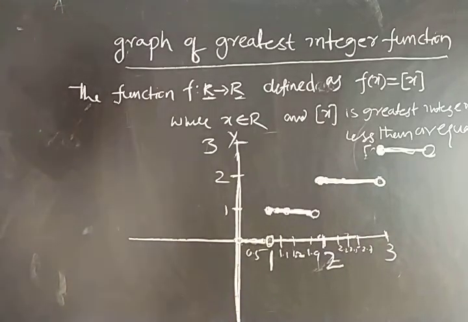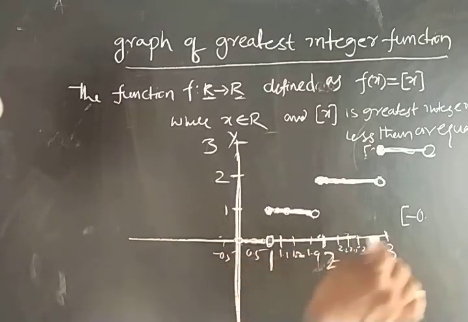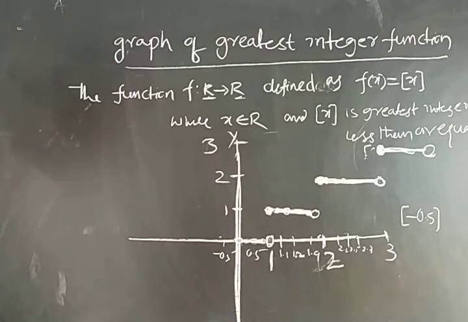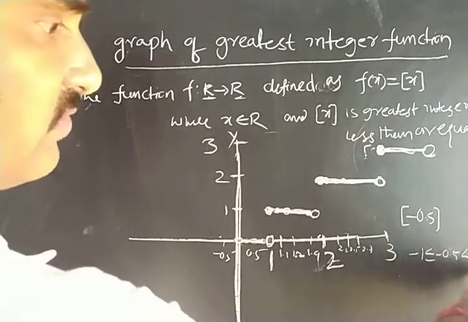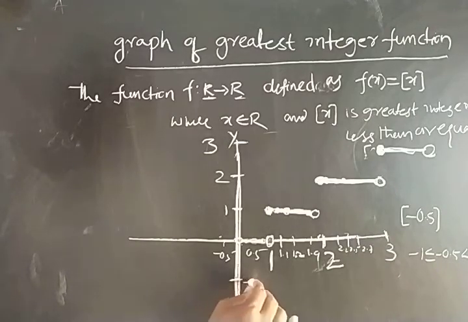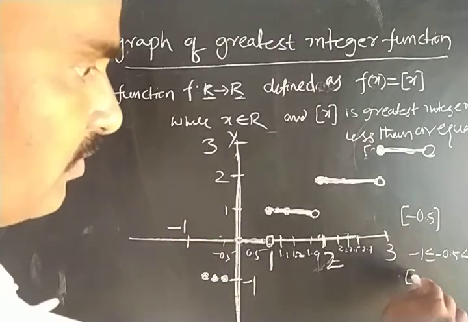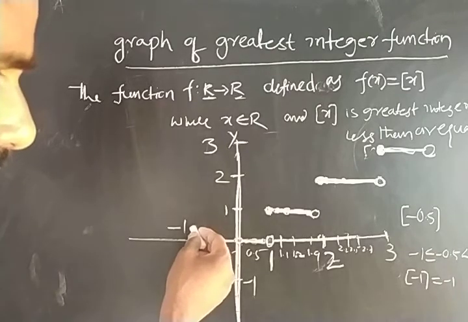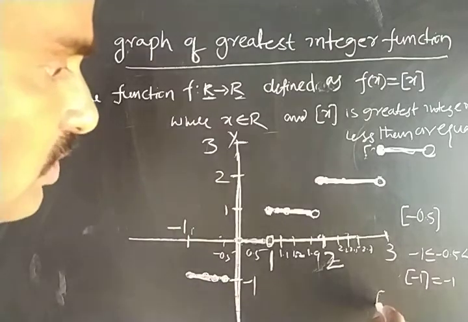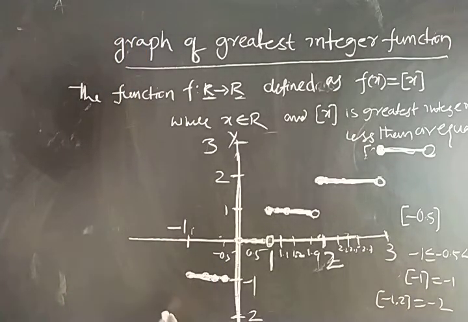For the negative values also, I will draw one line. Suppose I am taking minus 0.5 on the left-hand side. What is the image of minus 0.5? Minus 0.5 lies between minus 1 and 0, so we should take the left-hand side integer, minus 1. So where is minus 1? This is minus 1, so here we should take a dot. Up to minus 1. Minus 1's image is minus 1, because it is an integer. After minus 1, suppose I am taking minus 1.2. Minus 1.2 lies between minus 2 and minus 1, so it is minus 2. After minus 1, you will get images at minus 2.